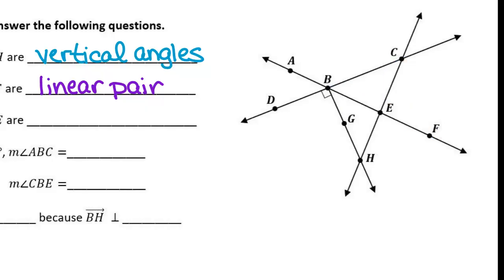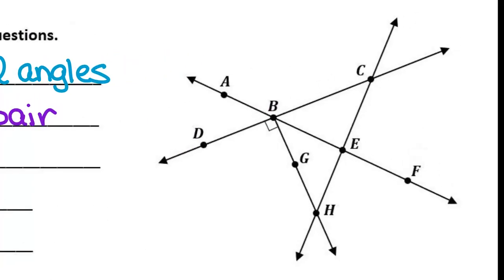All right. What about CBE, this one right here, and GBE, this one right here? Well, I would want to say linear. They do share a side. Do their non-shared sides make a straight line? No.